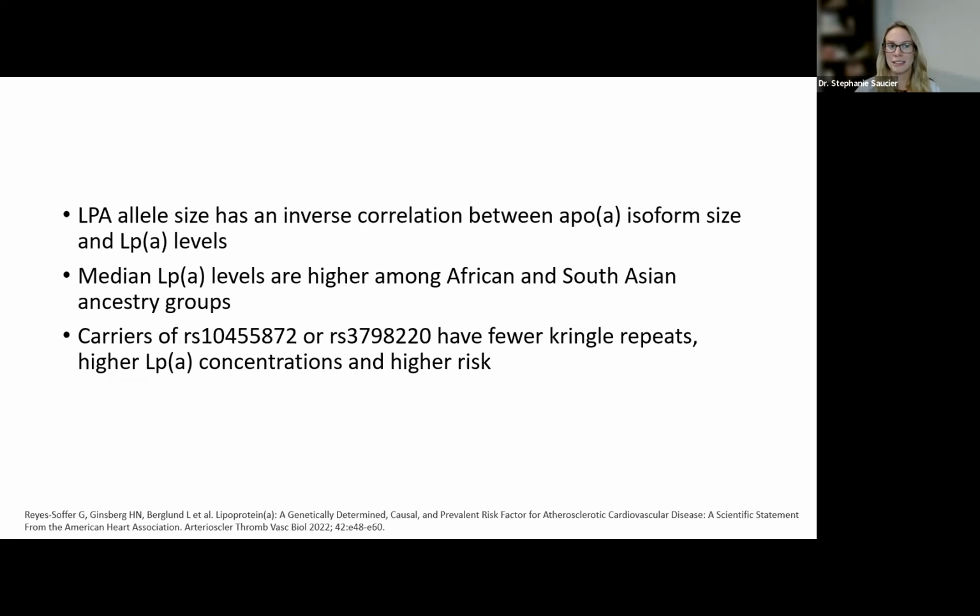The LPA allele size has an inverse correlation between the ApoA isoform size and the Lp(a) levels. And so again, that LPA allele is the genetics that we're talking about when we're talking about Lp(a). The median Lp(a) levels are higher among African and South Asian ancestry groups. And specifically, the carriers of these two gene sequences, RS1055872, which we're never going to remember these numbers offhand, or RS3798220, have fewer Kringle repeats, and therefore they actually have a higher Lp(a) concentration and an elevated risk for disease.